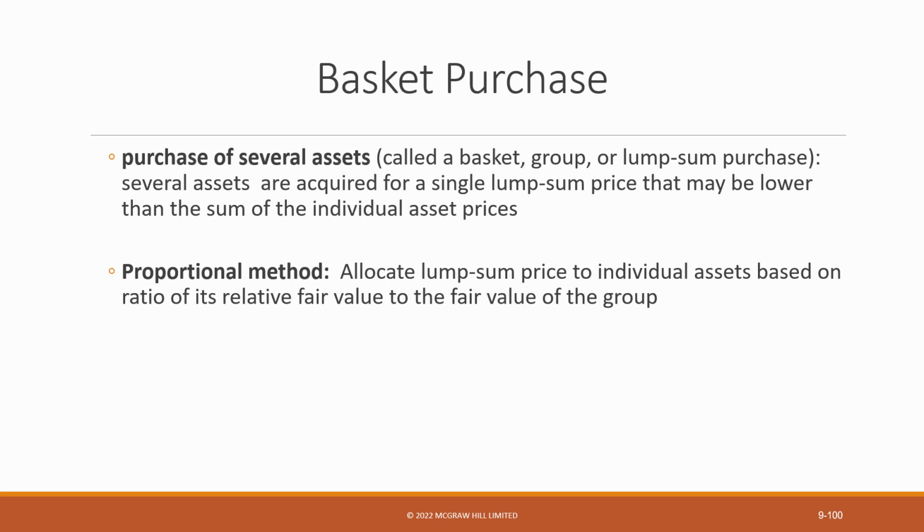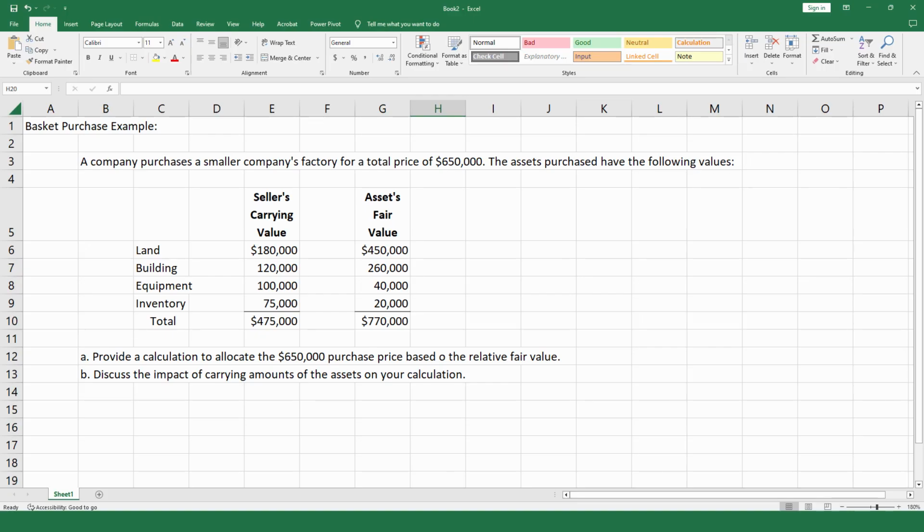Let me give you an example. If the value of land in a grouping of land, building, equipment, and inventory is known with certainty, then that value would be deducted from the purchase price. The leftover purchase price would then be allocated to the remaining assets, the building, the equipment, and the inventory, using their fair values. Let's switch to Excel so I can provide an example. In our basket purchase example, we have a company that purchases a smaller company's factory for the total price of $650,000. The assets purchased have the following values.